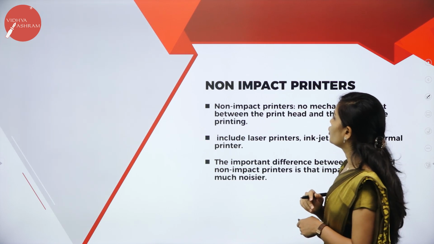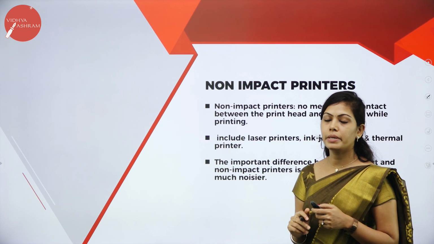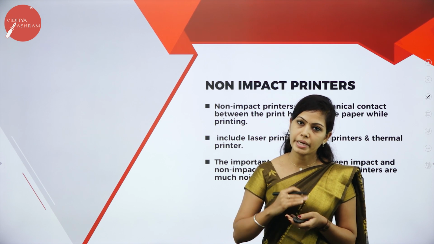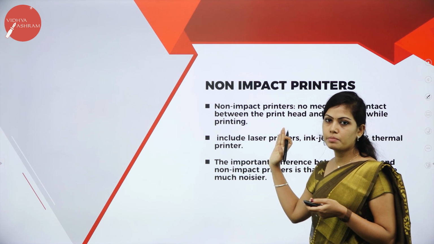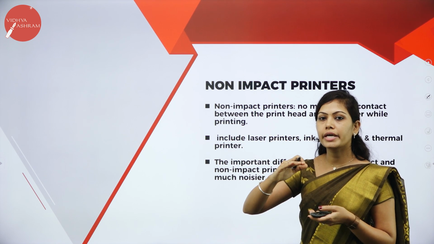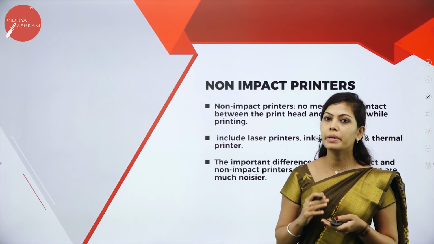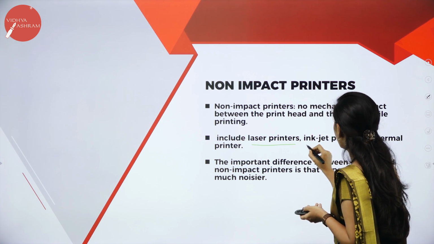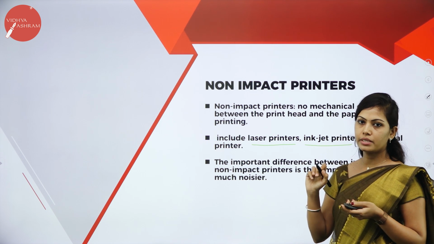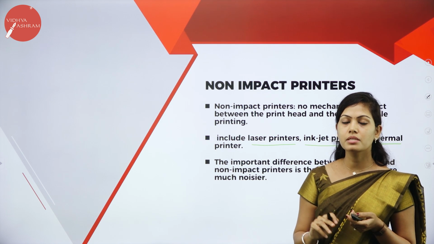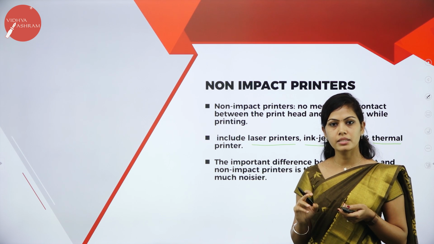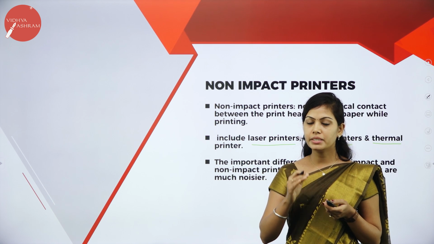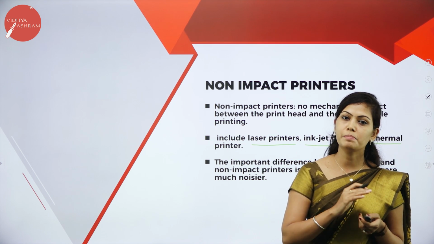Next we have non-impact printers. So what is a non-impact printer? There is no mechanical contact between the printhead and the paper while printing. This is called a non-impact printer. It includes laser printers, inkjet printers and thermal printers. What is the difference between impact and non-impact printers? Impact printers are much noisier than non-impact printers.